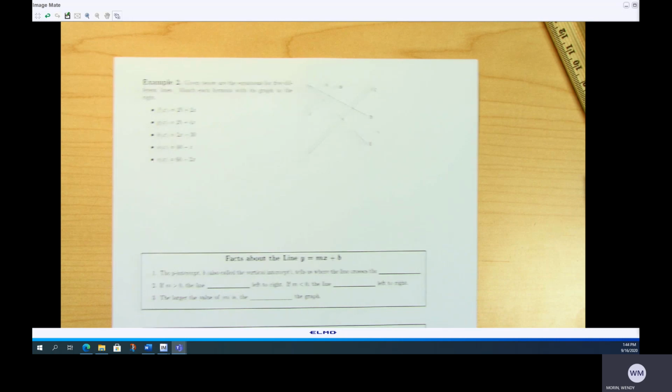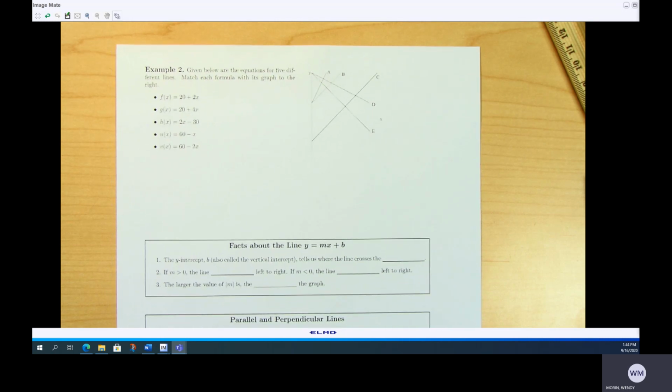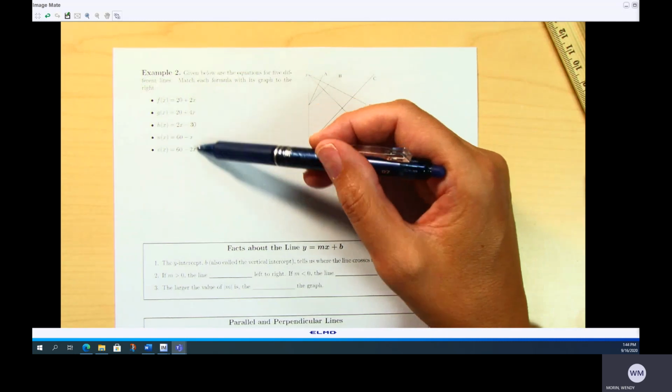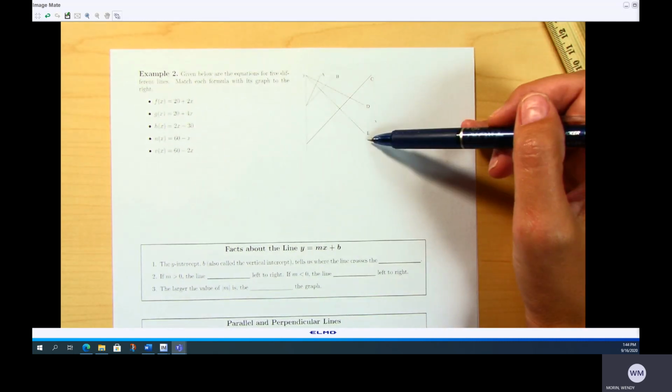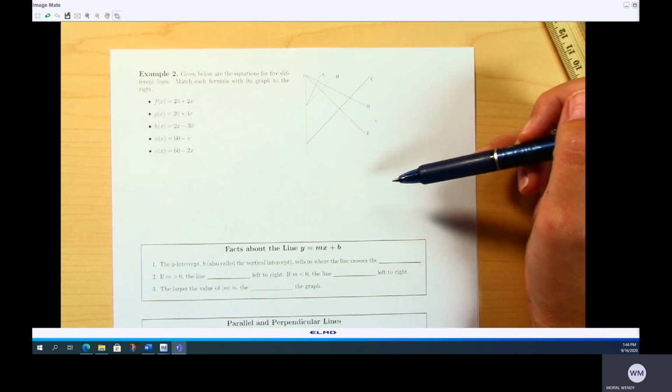All right, so using slopes and y-intercepts, see if you can match each one of these formulas or equations to one of these graphs here. You can stop the video and try it now.